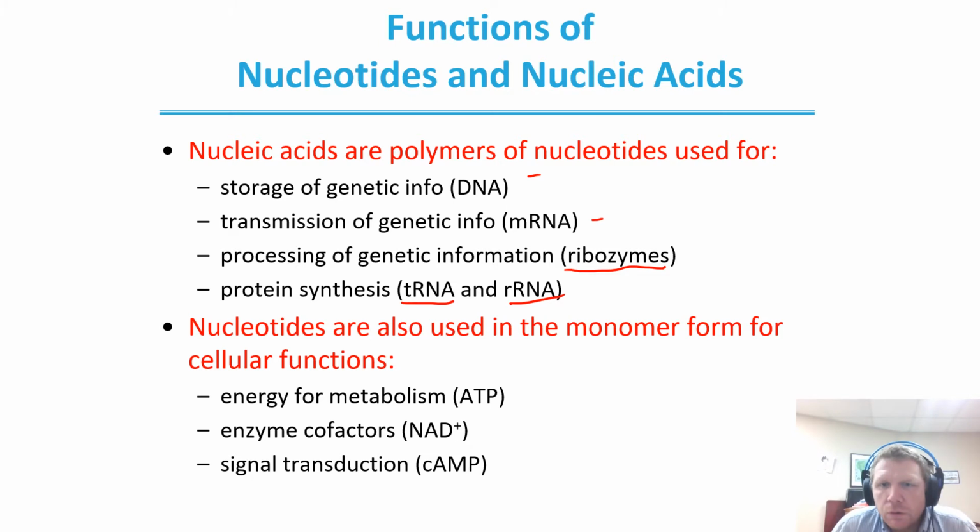Nucleotides are also used in the monomer form for cellular functions. For instance, ATP, adenosine triphosphate, is made in the powerhouse of the cell, and other nucleotides are enzyme cofactors and involved in signal transduction, so nicotinamide adenine dinucleotide and cyclic adenosine monophosphate.